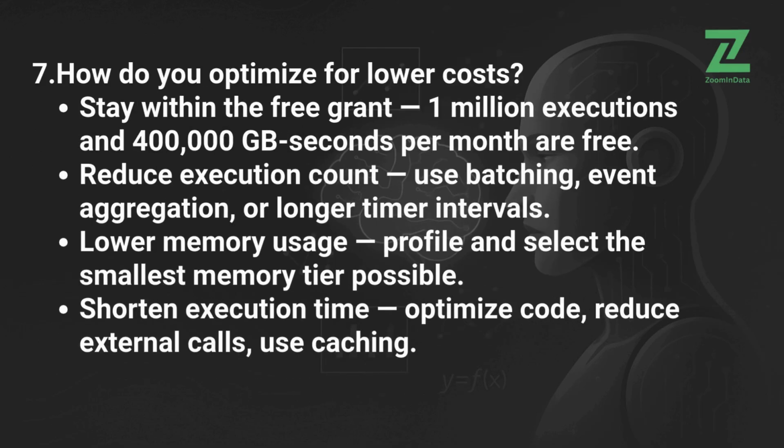How do you optimize for lower costs? Stay within the free grant. 1 million executions and 400,000 GB seconds per month are free. Reduce execution count. Use batching, event aggregation, or longer timer intervals. Lower memory usage. Profile and select the smallest memory tier possible. Shorten execution time. Optimize code. Reduce external calls. Use caching.